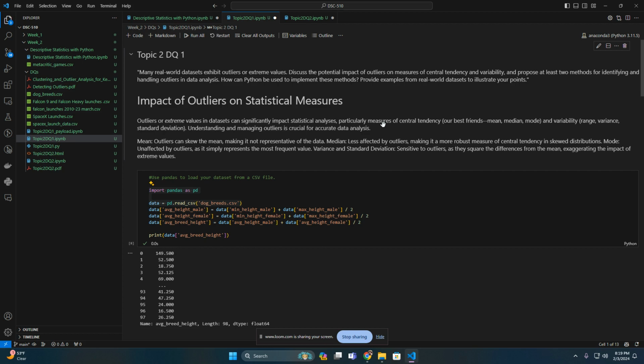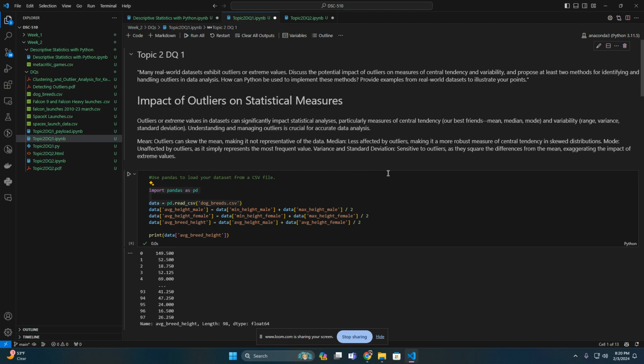So in terms of mean, outliers can skew the mean so that it's not representative of most of the data. For the median, the median is less affected by that. So generally people tend to use median a lot when they're dealing with extreme data sets. And the mode is unaffected by outliers because it just represents the most frequent value.